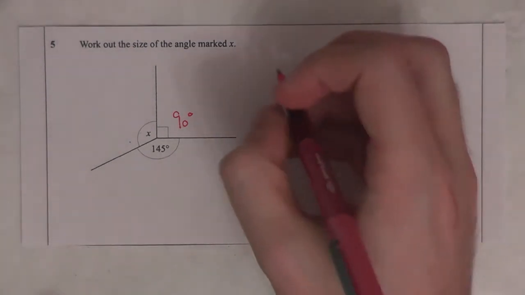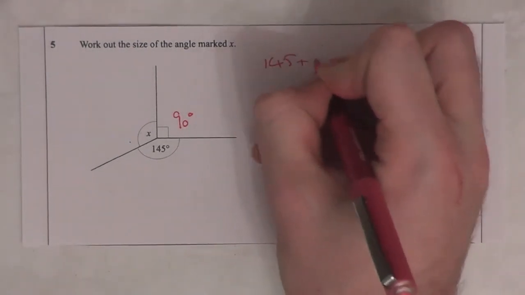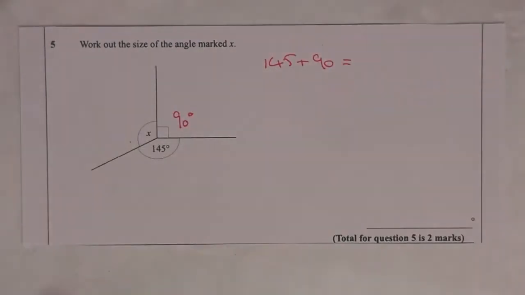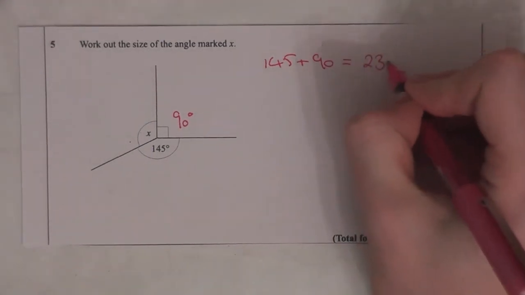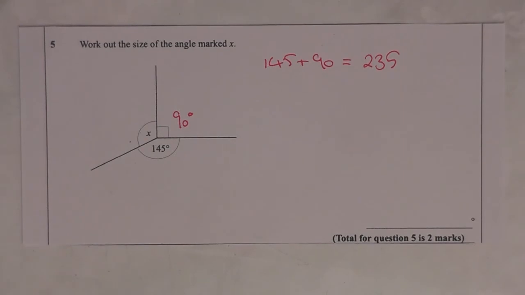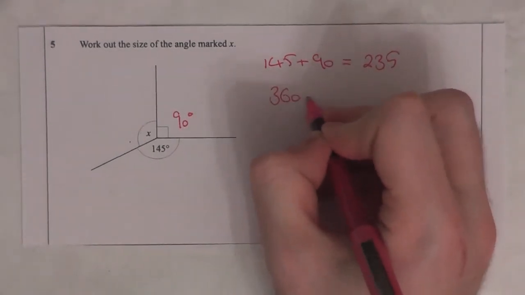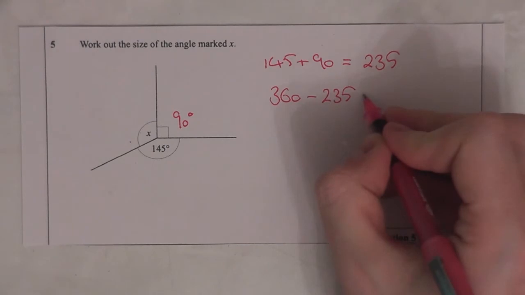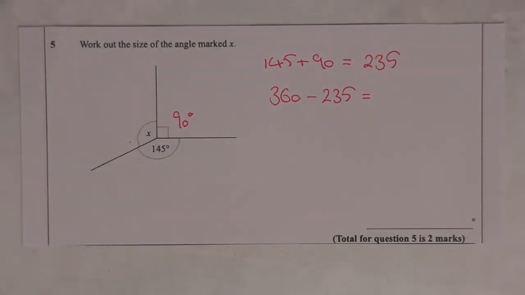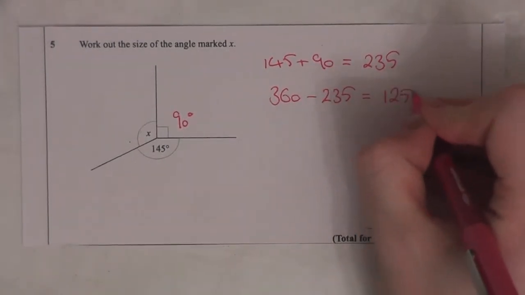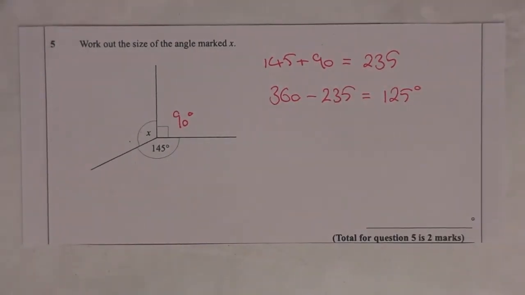If I add them first, I'm going to do 145 plus the 90. Well, 145 plus 90 is 235. And then I'm going to do 360, take away the 235 to leave me with 125 degrees. And looking at that angle marked X, that looks like it could reasonably be 125 degrees. It is an obtuse angle, and so is 125, so that seems kind of reasonable.